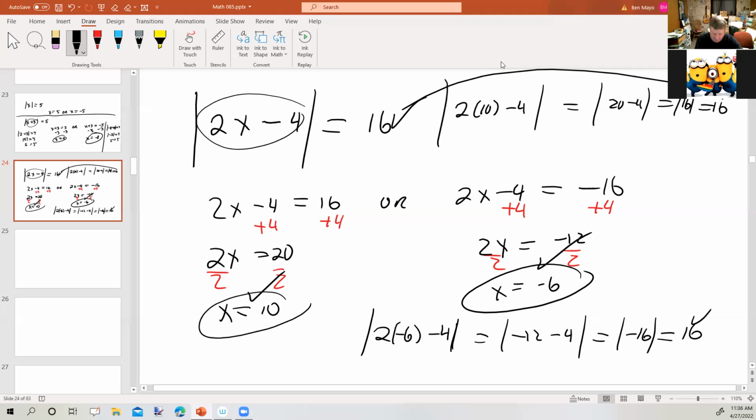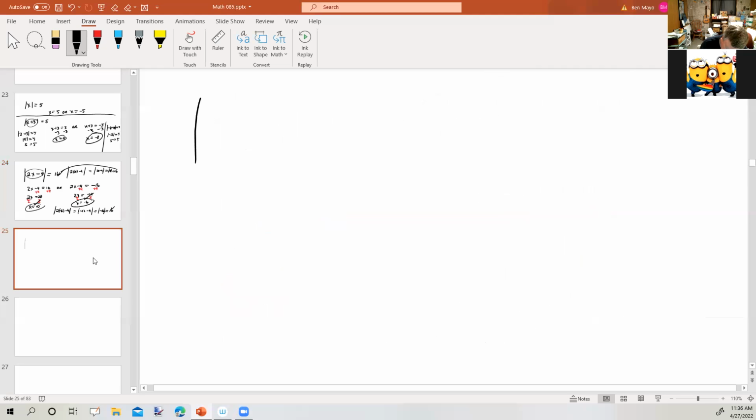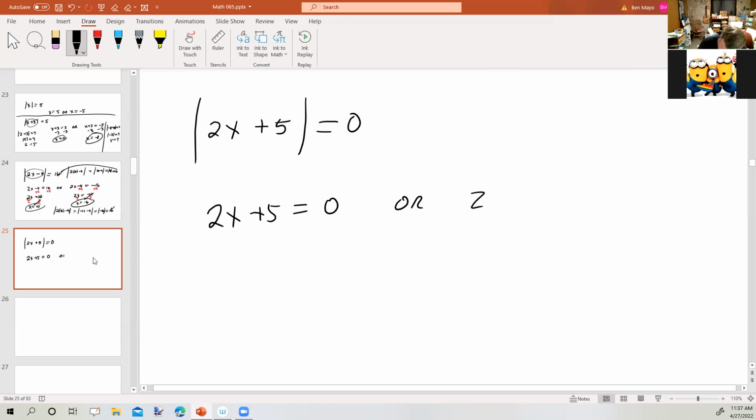Got it. Thank you. All righty. What if we've got the following? The absolute value of 2x plus 5 equals 0. Well, that means that either 2x plus 5 equals 0 or 2x plus 5 equals the opposite of 0. But what is the opposite of 0?